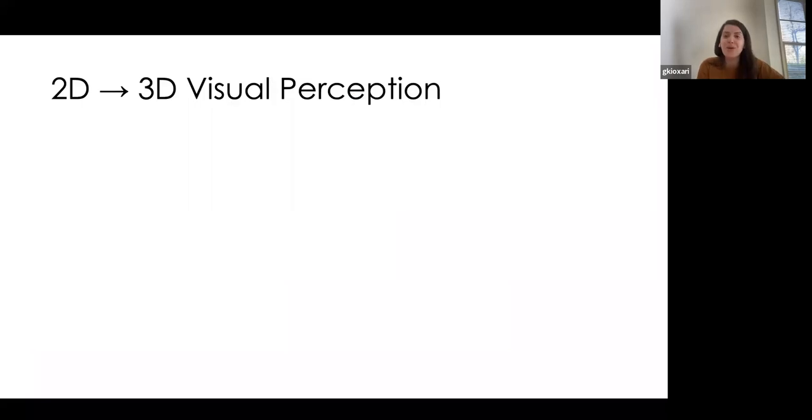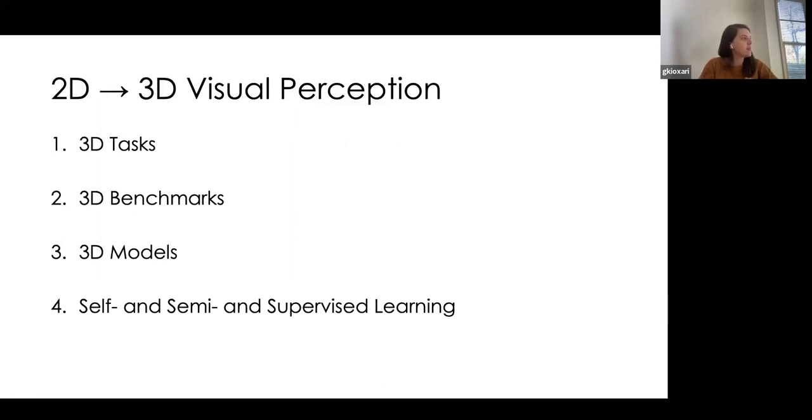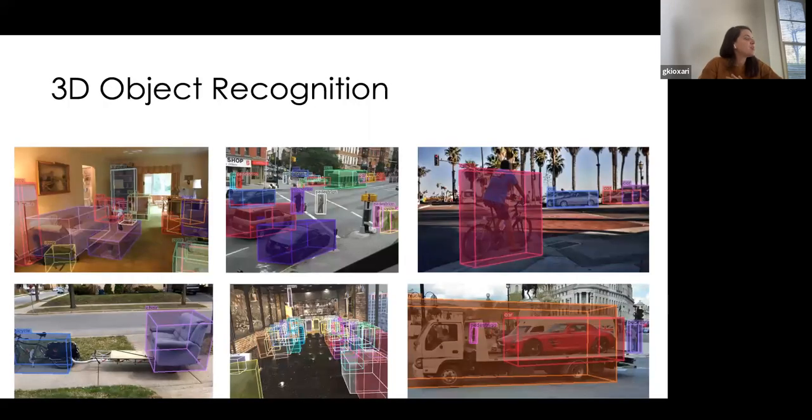So for that to happen, 2D recognition needs to graduate to 3D recognition. And this is what I want to talk about today: how to think about transforming 2D and all the things that we know about 2D recognition into 3D, and how to make this a concrete and scientific path towards understanding the problems and finding solutions. So I want to talk about tasks, benchmarks, models, and then potentially different solutions in the space of self and semi-supervised learning.